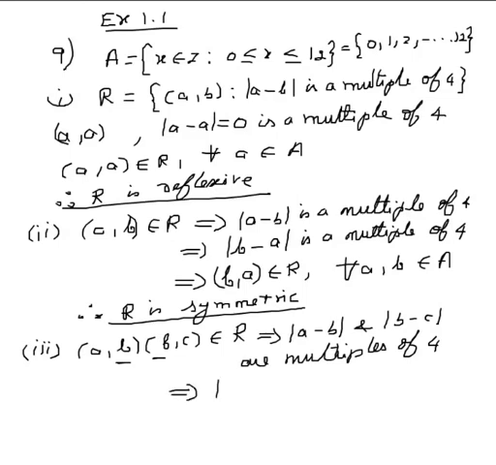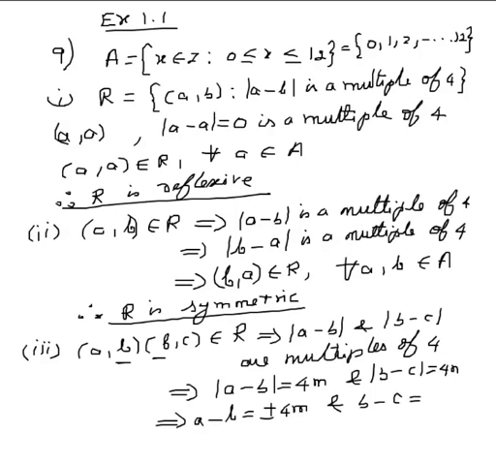Since it is a multiple of 4, I can write it as 4m. And this is also a multiple of 4. Let us take it as 4n. I am removing the absolute value sign. So to remove the absolute value sign, I can write plus or minus sign. And similarly, b minus c is plus or minus 4n. Now let us add these two equations. a minus b plus b minus c is plus or minus 4 times (m plus n).